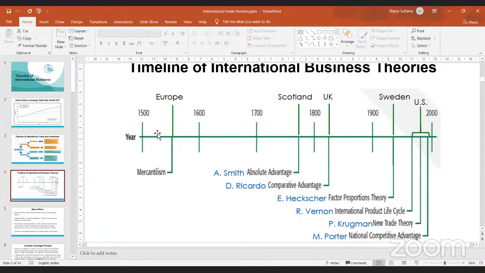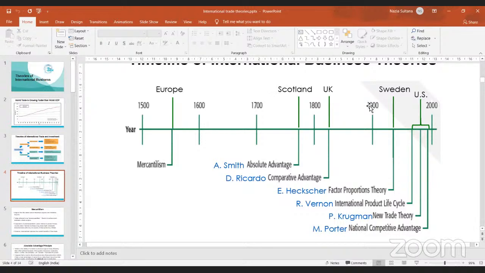So you don't actually associate this theory with anybody, but the theory is just a general observation related to how firms were trading in international trade at that point of time. So you have mercantilism, which was prominent in Europe from 1500 to 1600, that century. Then you have the later theories, given by Adam Smith, David Ricardo, Heckscher-Ohlin, Vernon, Krugman, Porter. These theories were given over time, some of them in Scotland, then in Sweden, and then in USA.